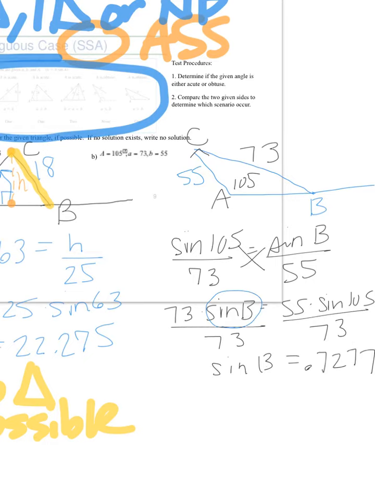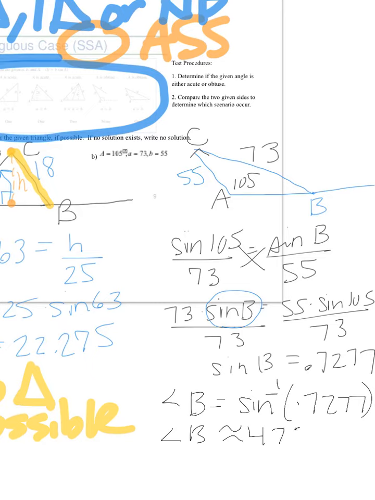0.7277. So again, that's a good number to get for sine. We know that sine takes on ratios from -1 to 1. And so now to get the angle B, that's going to equal the inverse sine of that ratio. So angle B is approximately equal to 47 degrees.